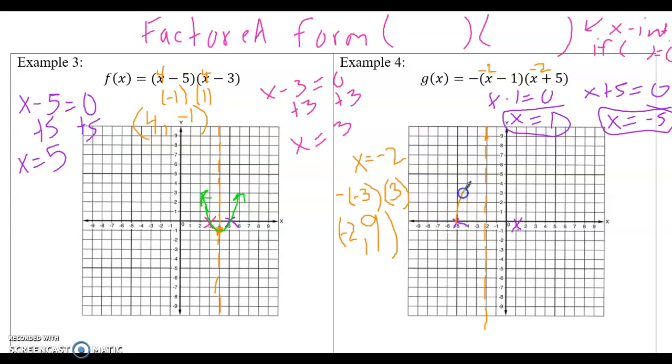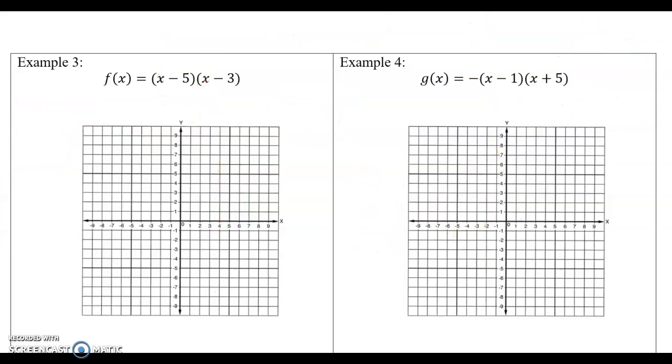Connect my three dots, and there you go. You should also notice that it's going to point down because of this negative in front. So my a is negative, so it points down. Cool. Hopefully that one was probably the easiest one to graph in factored form. It takes not a lot of math.